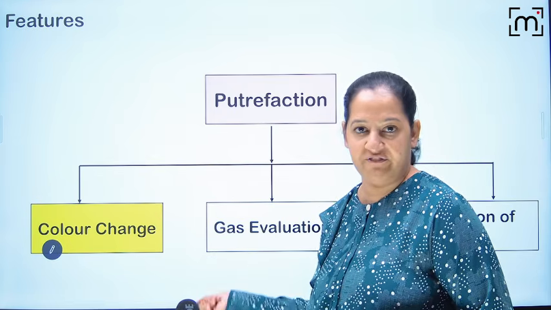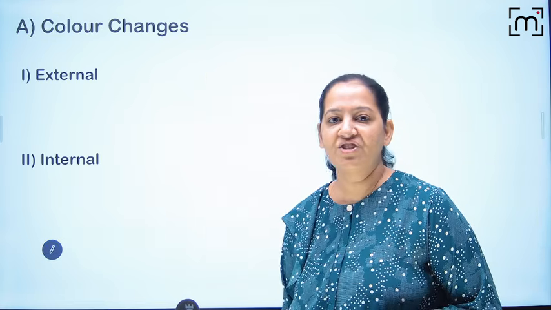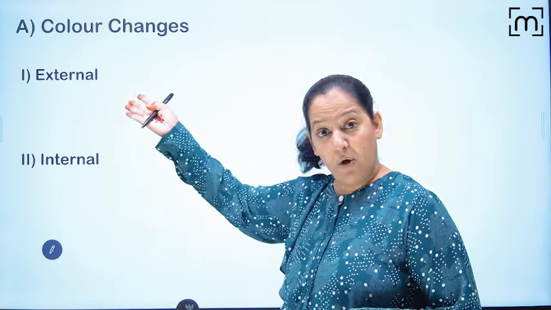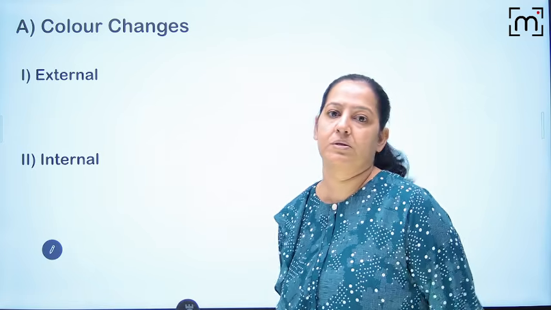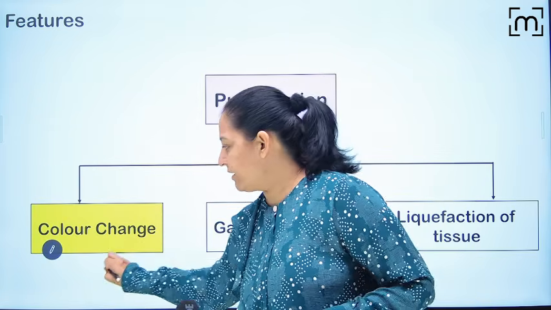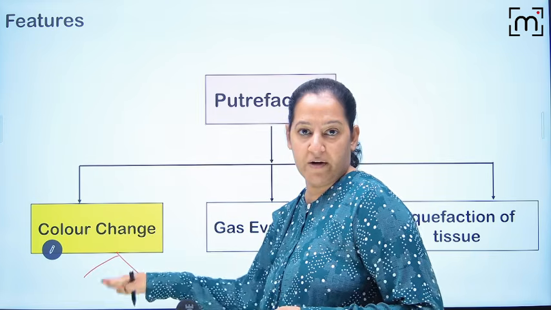One by one we will take the three features. First, color change. Why does color change occur? Color change occurs externally in the dead body and also in the internal organs, so we will discuss both. External color change, internal color change. You can make two arrows over here if you wish.